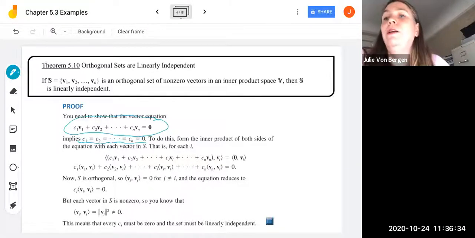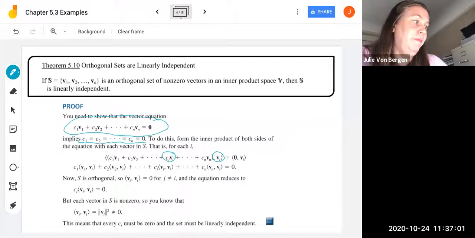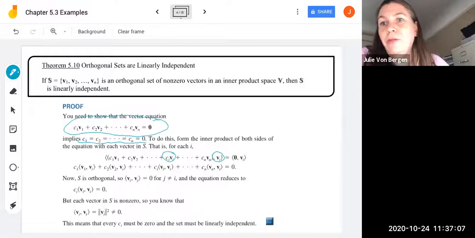So to do this, we're going to form the inner product of both sides of the equation with each vector in S. So for each i, we are going to take C1V1 plus C2V2 plus CiVi in the middle. So this is some middle element. Keep adding the rest of the elements through CnVn. And then we're going to inner product that with Vi. And so if we do that, we are going to get the 0 vector inner producted with Vi.